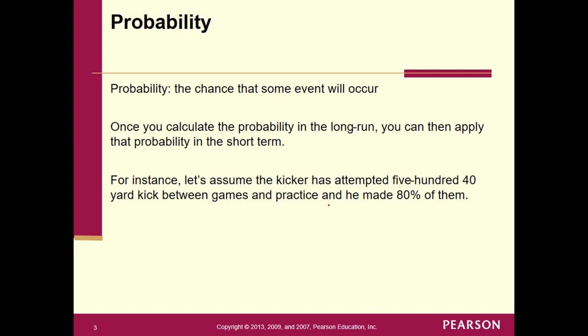So it wasn't in the short term, okay? We just didn't do 5. We did it in the long term. We had 500, all right? Now we have a pretty good idea of how often he makes a 40-yard field goal. And so, once we understand what the long-term probabilities are, we can go ahead and apply this to the short term, all right?